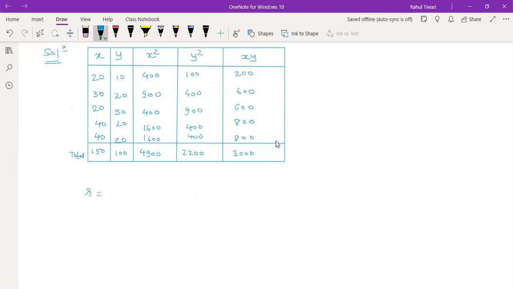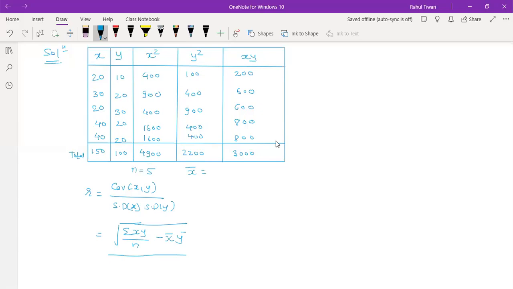R is equal to what? Covariance of x and y upon standard deviation of x into the standard deviation of y. What is the formula? It is summation xy upon n minus x bar y bar. So if you want, you can calculate x bar here. What is your x bar? 150 divided by n. What is your n? N is 5.